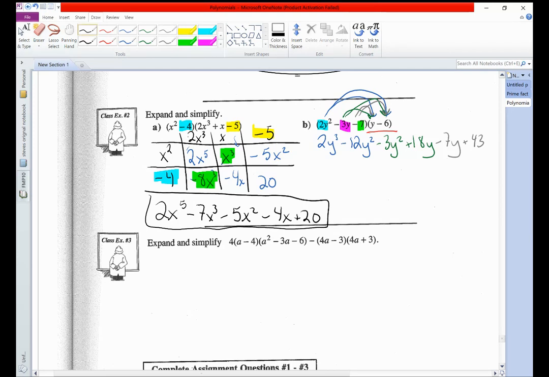Well, I only have one y cubed term, so I'm going to write that down as 2y cubed and just leave it. Now I'm going to look at my y squared terms. I have negative 12y squared minus 3y squared. That's going to give me negative 15y squared. And in the next one, I have plus 18y's minus 7y's. It's going to give me plus 11y. And then I have my constant back here, plus 43.